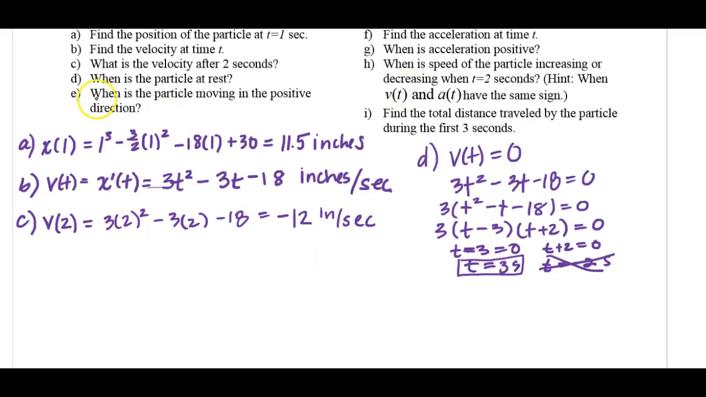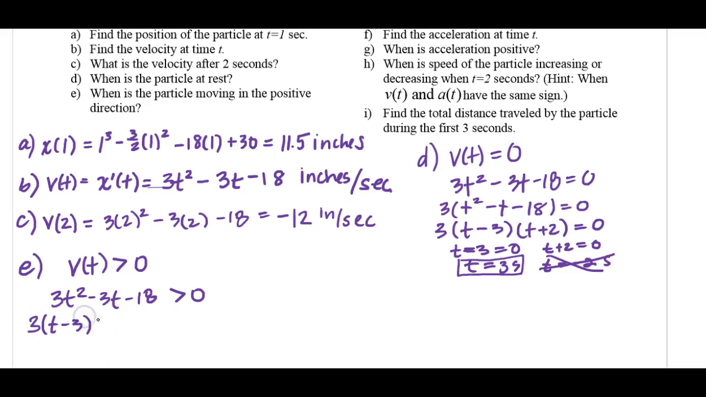Alright, so now let's move on to part E, and we needed some more space for that. So when is the particle moving in the positive direction? So for part E, an object is moving in the positive direction when v of t, the velocity, is greater than 0. So the velocity function right here, which was 3 times t squared minus 3t minus 18, I want to know when that function is greater than 0. So one of the easiest ways to solve this problem is to be able to graph it. So we already did a lot of the work when we factored it to be 3 times t minus 3 times t plus 2 is greater than 0.